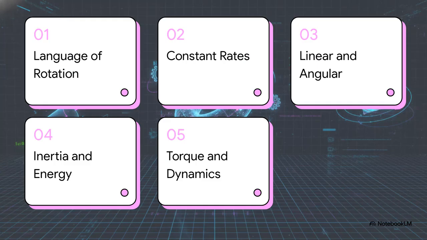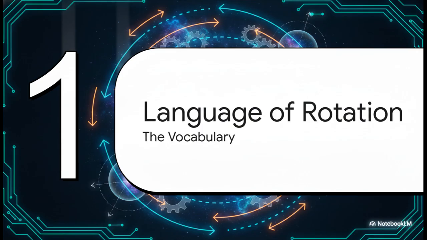Here's our roadmap for today. First, the language of rotation. Second, spinning at constant rates. Third, bridging the linear and the angular. Fourth, inertia and kinetic energy. And finally, torque and rotational dynamics. Let's kick things off with part 1, the language of rotation.